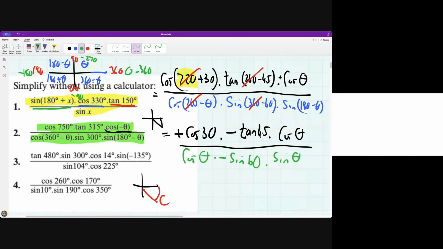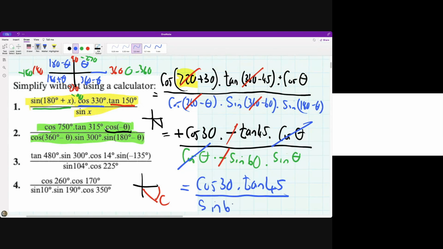What should I do next, everyone? What's going to be the next step? The two negatives are going to go away, fortunately. What else could I do? Is anybody feeling? Yes, Simtanda got it there. I want to cancel out those two because they're the same. And so what am I left with? I'm left with cos 30 times tan 45 over the sine of 60.